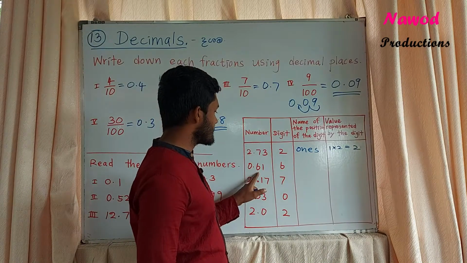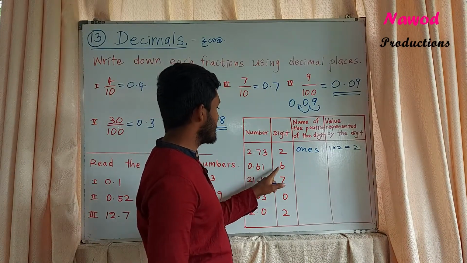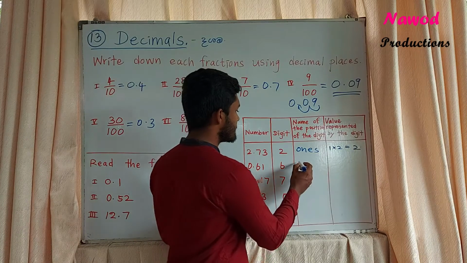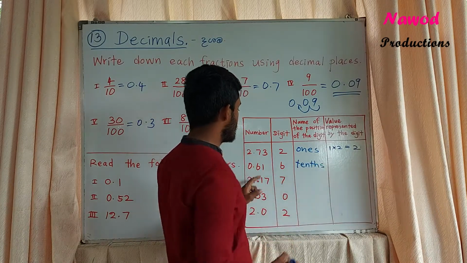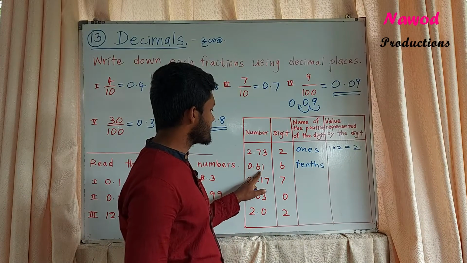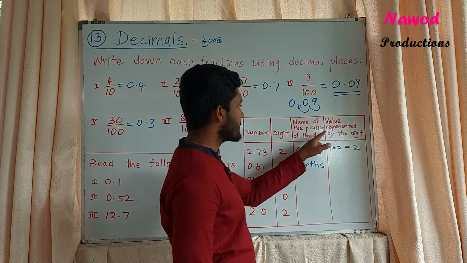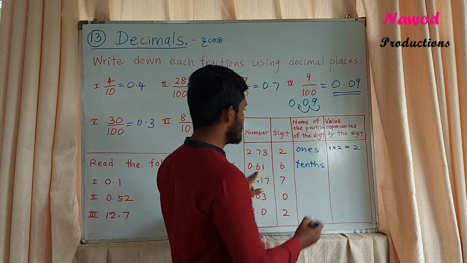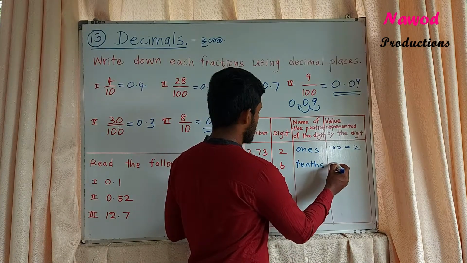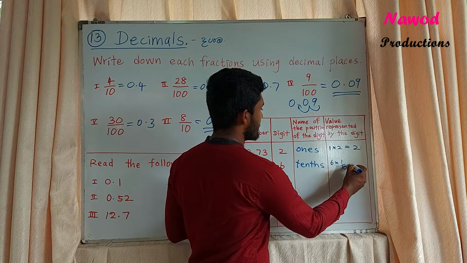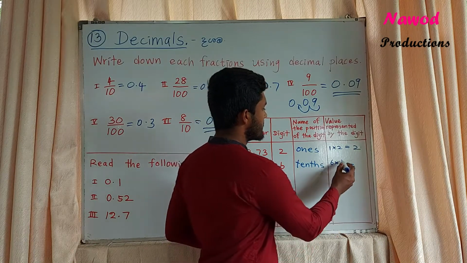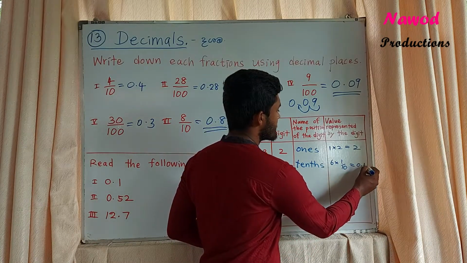Digit 6, yes, it is in the tenths place. 0.61. Value represented by the digit, it is 6 multiplied by 1 over 10. 6 over 10 means 0.6.